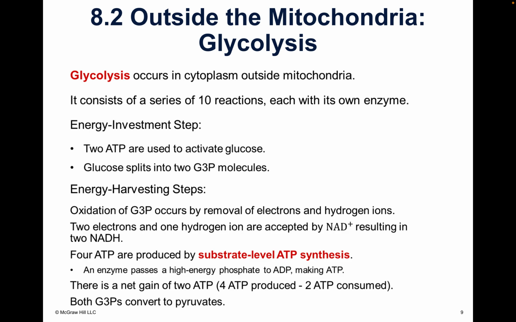There's a series of 10 total reactions, and each one has its own enzyme. So remember, those enzymes catalyze these reactions, they keep them going, they push them forward. There's an energy investment step where 2 ATP, so 2 energies, are used to activate this glucose. And then the glucose splits into 2 G3P molecules.